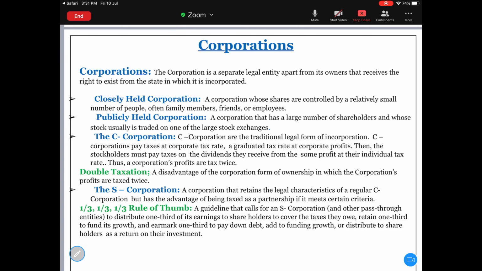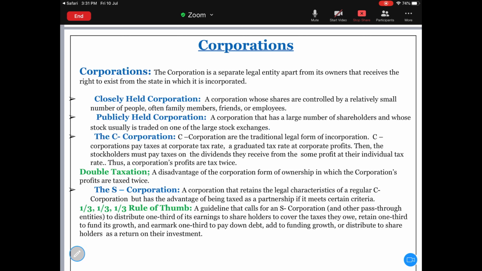The S corporation is a corporation that retains the legal characteristics of a regular C corporation, that is, maybe a public, private, limited corporation or company, but has the advantage of being taxed as a partnership if it meets certain criteria. These criteria are set by the government department.